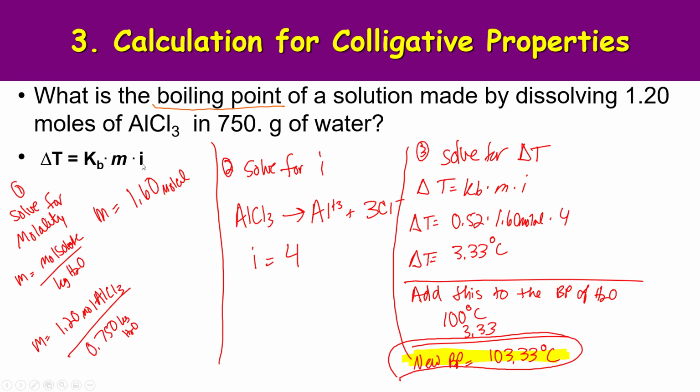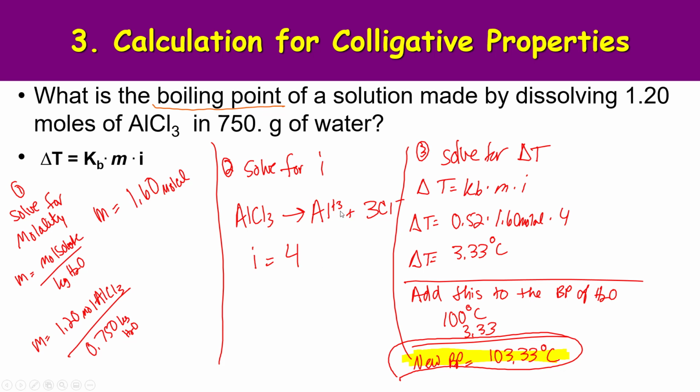The next thing I have to do is figure out what my i value is. Well, I know my solute is aluminum chloride here, and it's ionic, and in the presence of water, it's going to break up into 1 aluminum and 3 chlorides, so that gives me an i value of 4. Pretty straightforward when you consider that.